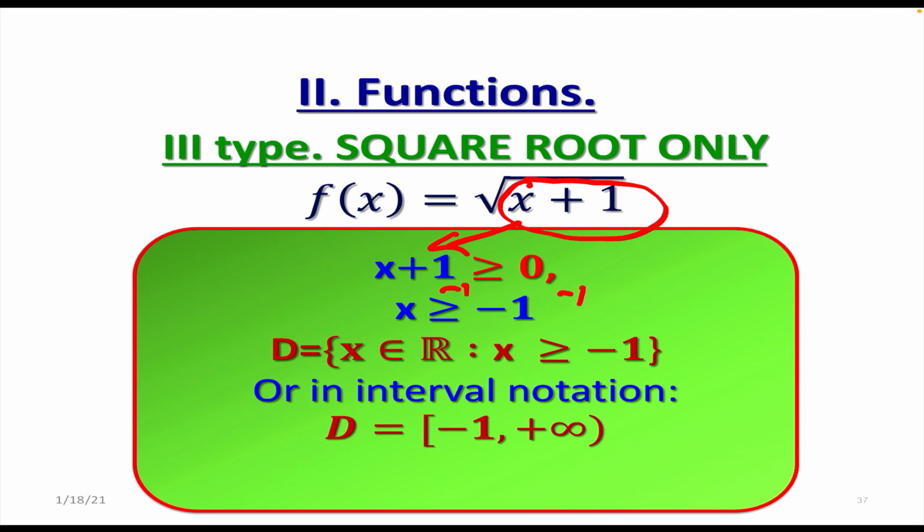So again, it's going to be -1, and notice I'm using the square brackets. That means that -1, the value is included in the domain all the way up to positive infinity.